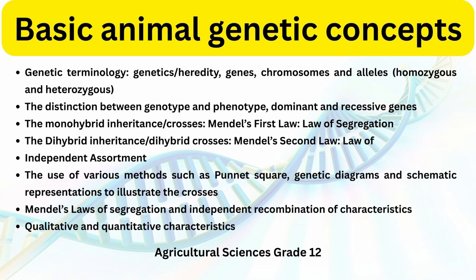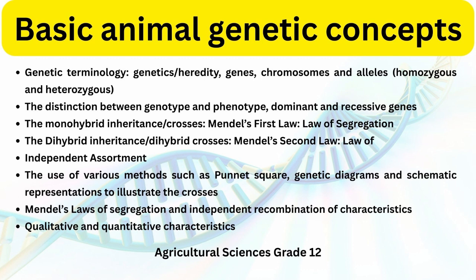The dihybrid inheritance/dihybrid crosses, Mendel's second law, law of independent assortment. The use of various methods such as Punnett square, genetic diagrams and schematic representations to illustrate the crosses. Mendel's laws of segregation and independent recombination of characteristics.